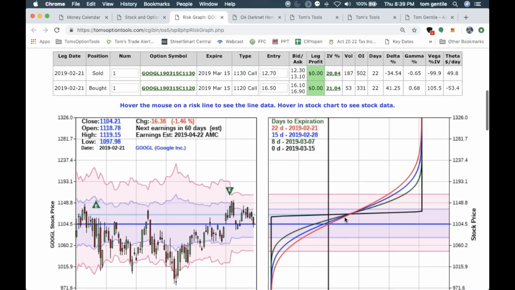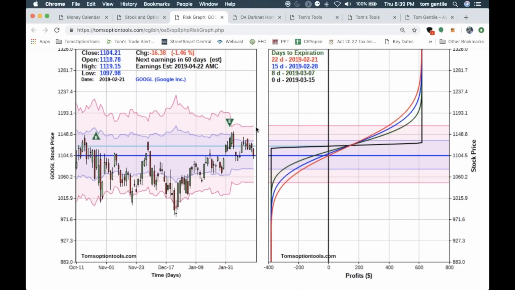So that's not bad. I can see right here that all I've got to do is get up to where we were not even 2 weeks ago. I mean, not even that. We just have to get up to where we were 2 days ago, and we're already in the profit zone.